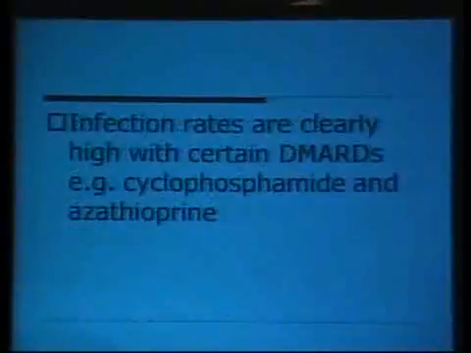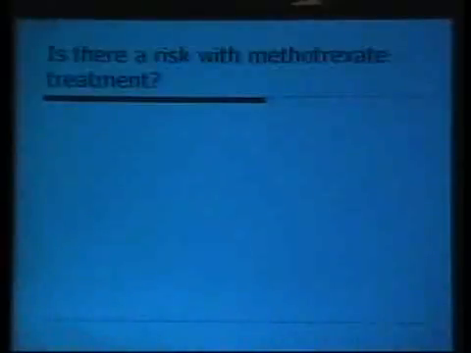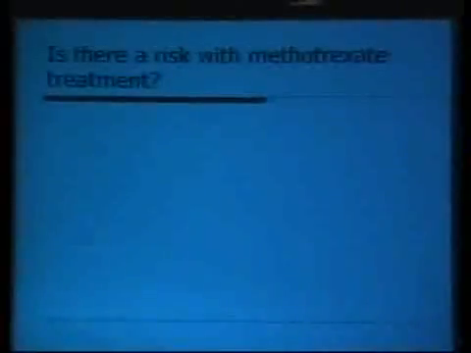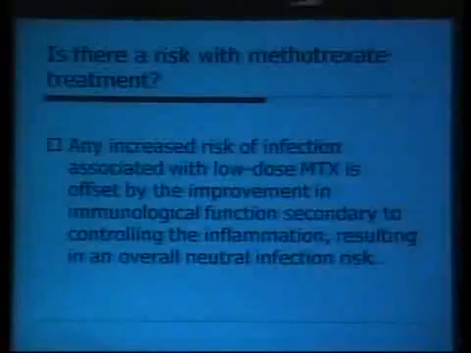Infection rates are clearly high with certain disease-modifying agents like cyclophosphamide and azathioprine, which can cause qualitative and quantitative defects in phagocytic cells and even T cells. But there is a controversy whether methotrexate predisposes to greater risk of infection or not. So is there a risk with methotrexate treatment?